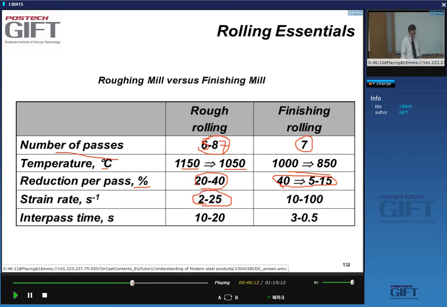It's a slow strain rate in the roughing mill. And in the finishing mill, it can be very high. So you have 100 per second in the last stand of the finishing mill. The interpass time, that means the time the strip is between the two deformations, is 10 to 20 seconds in the roughing mill because you're doing back and forth rolling. In the finishing mill, that's a tandem mill, so the stands are in tandem, yes? The interstand time is of the order of seconds.